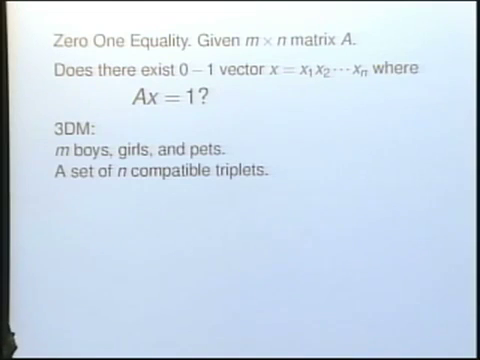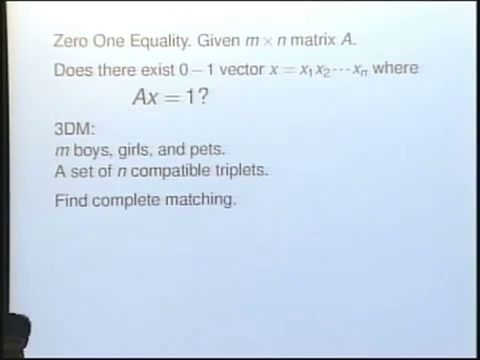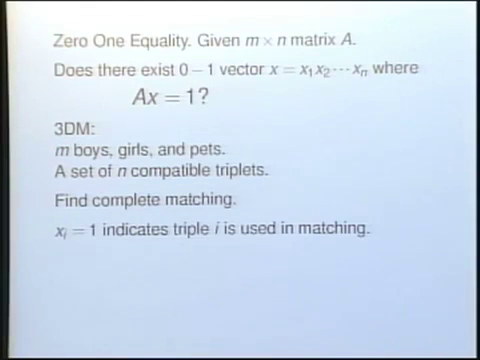Okay, so remember three-dimensional matching: you have m boys, girls, and pets, and you have a set of n compatible triplets. These are triplets that are all happy with each other. You want to find a complete matching: a subset of triplets where every boy, girl, and pet is in one of the triplets, and in exactly one of the triplets. So you can't share pets, and you can't share boys, and none of that is happening in this solution.